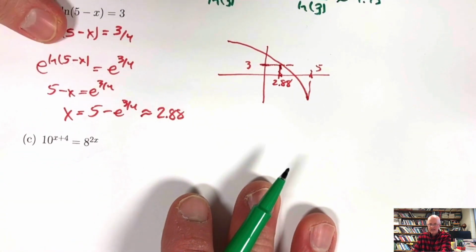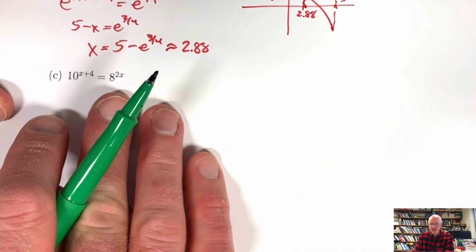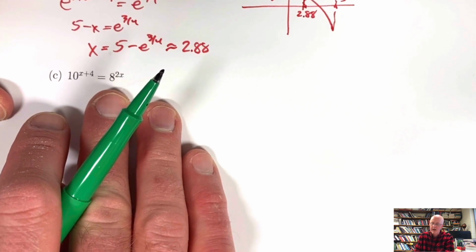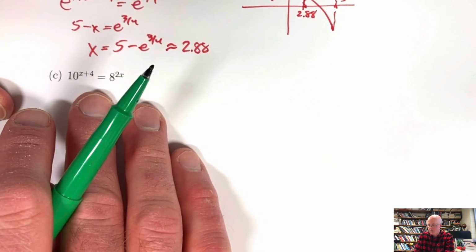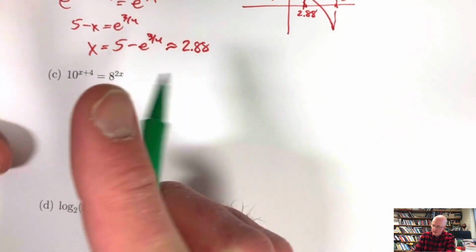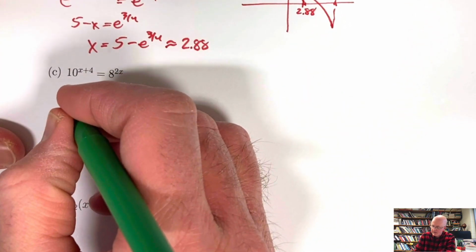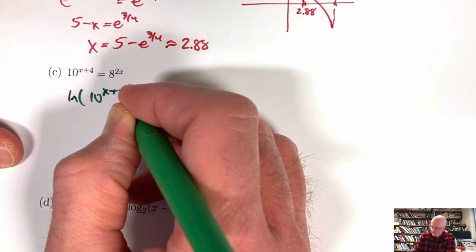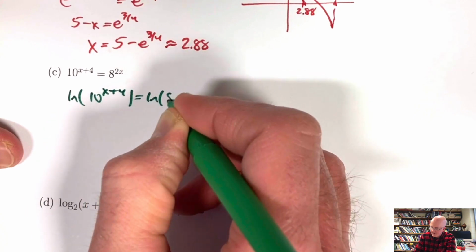All right, part C. Now we have both sides involving exponential functions. Sometimes this can be solved by writing both sides as a simple base to different powers, the same base. Here we've got a 10 and an 8. It's not so clear what we would want to do that way. You can just take the log of both sides right away to solve it, whether you can do that simplification or not. ln of 10 to the x plus 4 equals ln of 8 to the 2x.